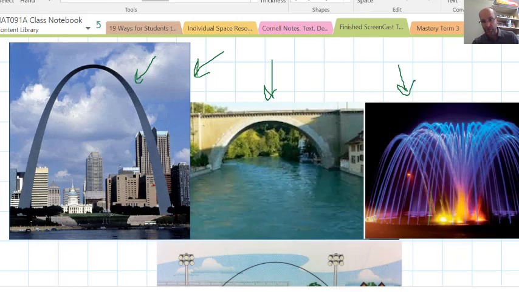When water is pushed through a jet, like in a drink fountain or an ornamental fountain like that, you can see the water jets make parabolas. Okay, you can see on the edge there that we have a parabola.